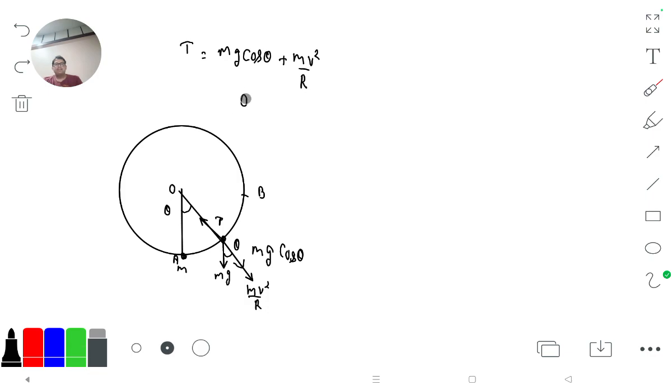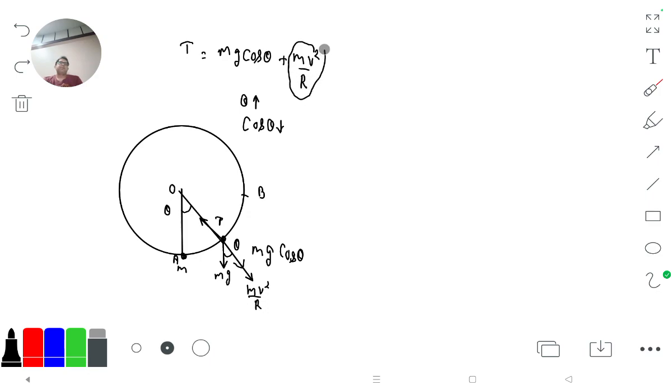Theta increases. Since theta increases, cos theta will certainly decrease. Also, when we move from A to B, velocity reduces, meaning the kinetic energy gets converted into potential energy. Therefore, V reduces. This term also reduces.